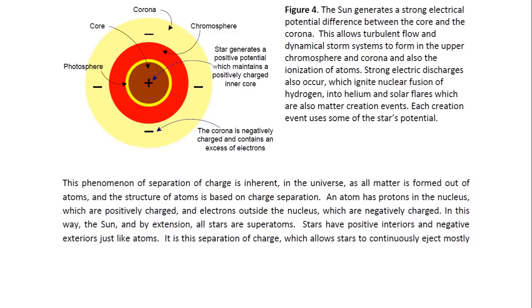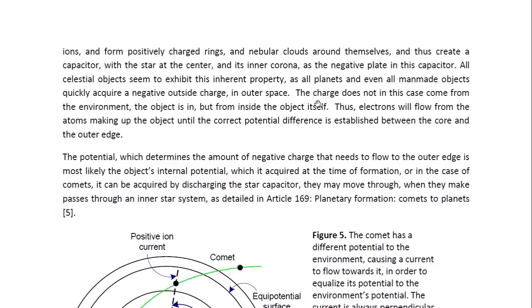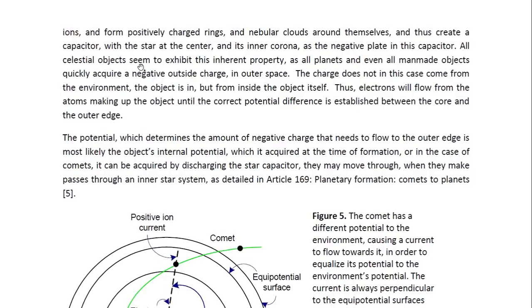It is the separation of charge which allows stars to continuously eject mostly ions and form positively charged rings and nebula clouds around themselves, and thus create a capacitor with the star at the center, and its inner corona as the negative plate in this capacitor. All celestial objects seem to exhibit this inherent property, as all planets and even all man-made objects quickly acquire a negative outside charge in outer space.